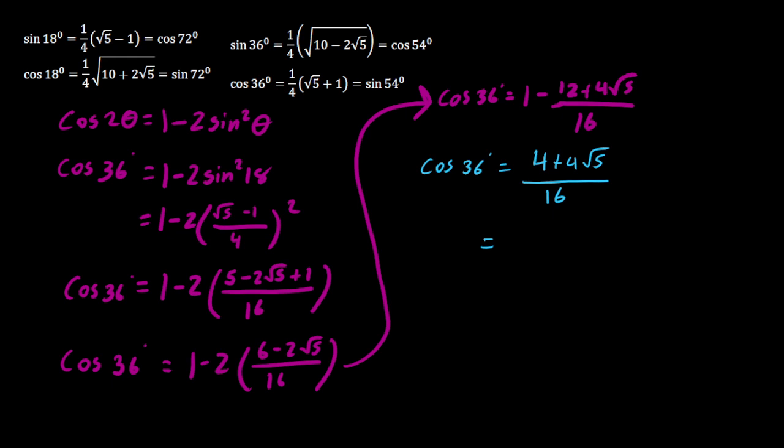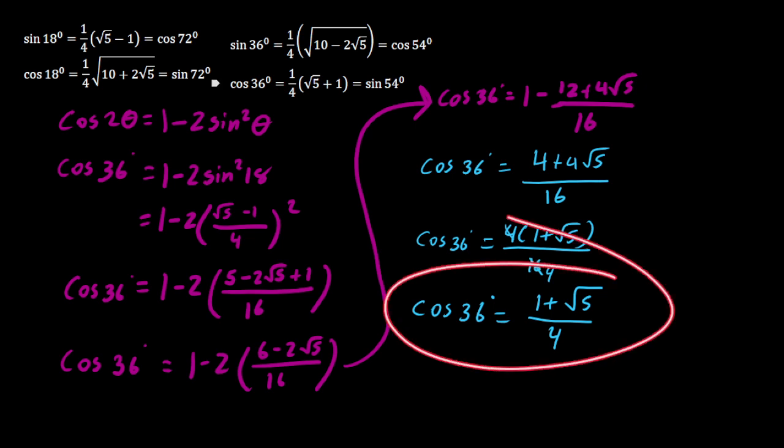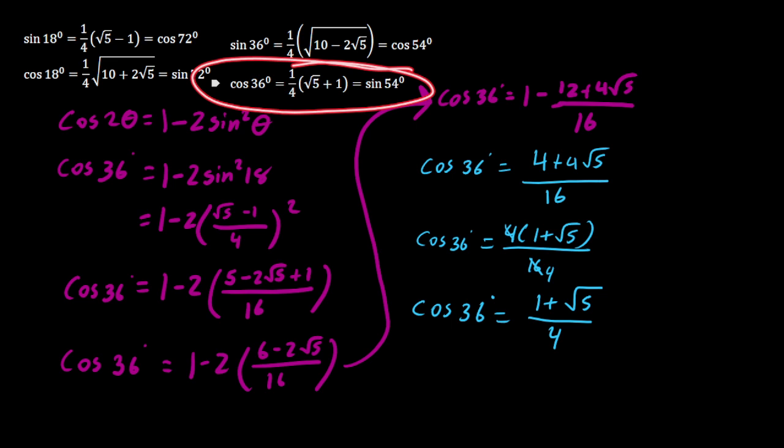So if you take the 4 out of the numerator and denominator, we're left with cos 36 is equal to 1 plus root 5 divided by 4. Alright? So now we can see that this is the same as this, and so thus it's proved.